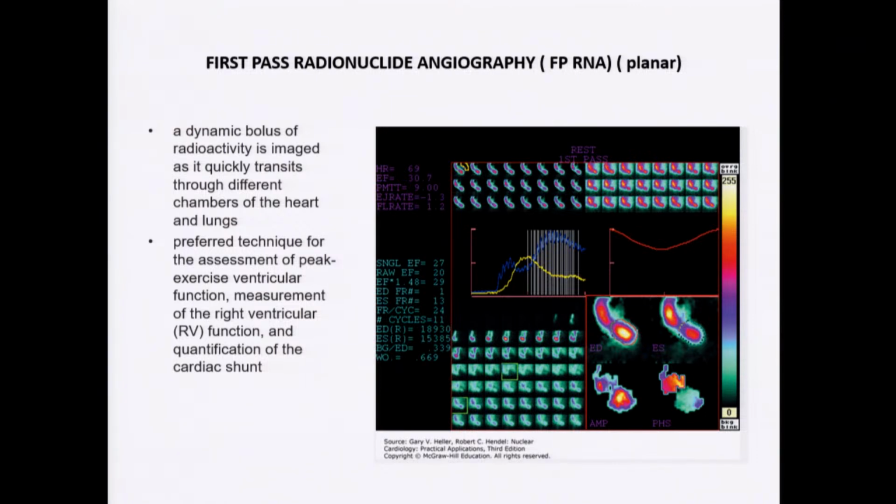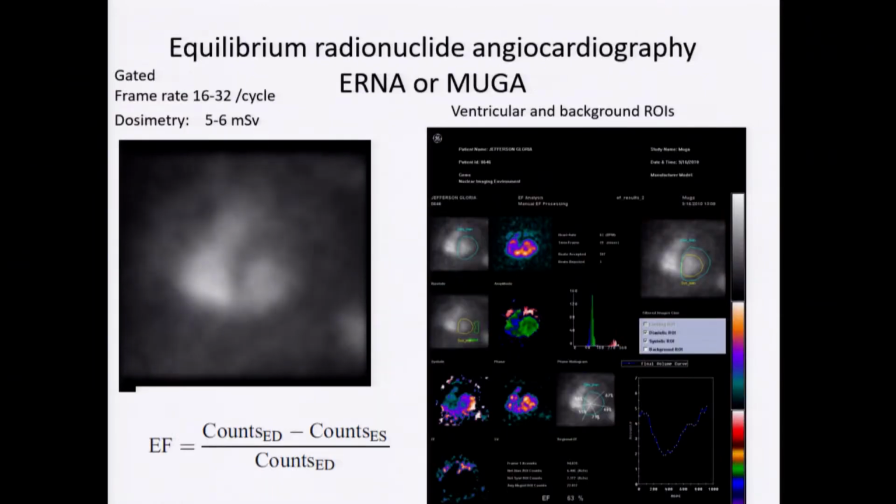This is one of the first techniques people used to do what we call a functional study. You can assess LV function with exercise, RV function with exercise, and also quantification of cardiac shunting. I think it's a lost art, but physiologically, it's a very interesting technique. MUGA is something we still do occasionally.